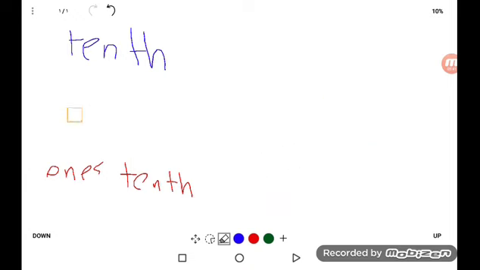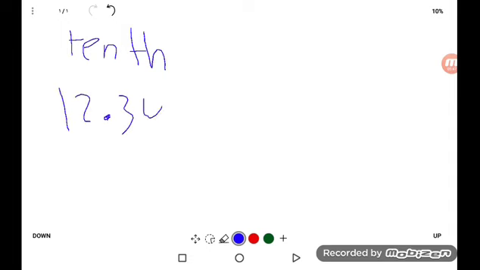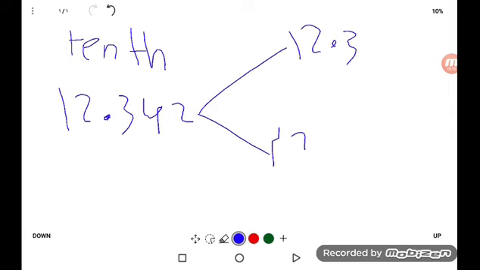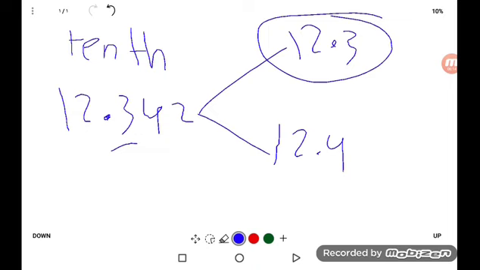Now another example, let's say if you have 12.342, the answer is either 12.3 or 12.4. So this is the tenths digit. We look at this number. 4 is less than 5, so the answer is 12.3. We round it down.